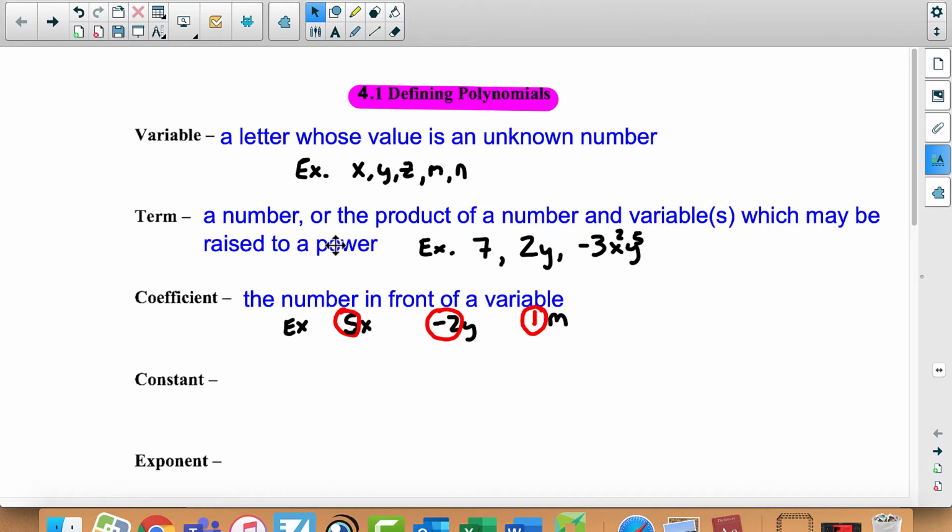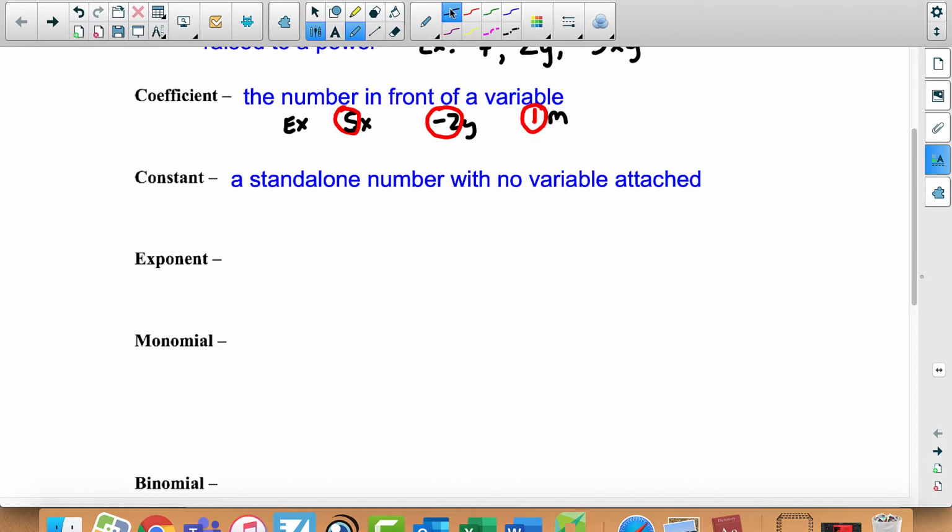Okay, a constant. A constant is a standalone number with no variable attached. So in a second here, we're going to start talking about complicated polynomials, things like 3x squared plus 2x minus 4. And it says a constant is the number that has no variable attached to it. Well, it couldn't be this because there's a variable right there. And it couldn't be this because there's a variable right there. But look at that 4. It has no variable attached to it. But that's the constant. But be careful. The constant is actually not 4 here. The constant is -4. You always take the sign in front.